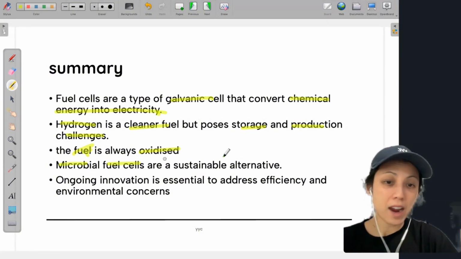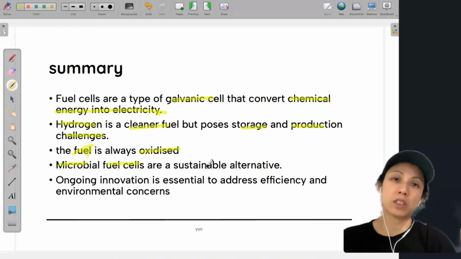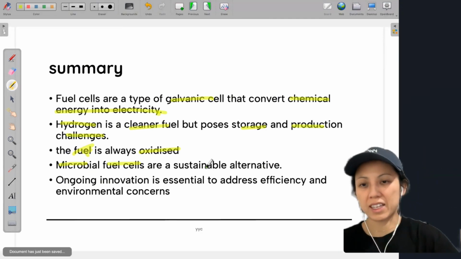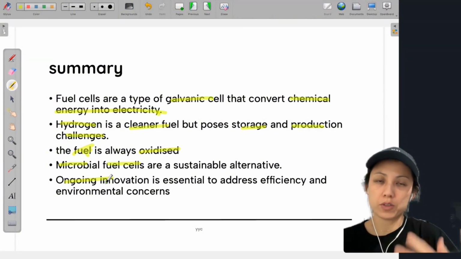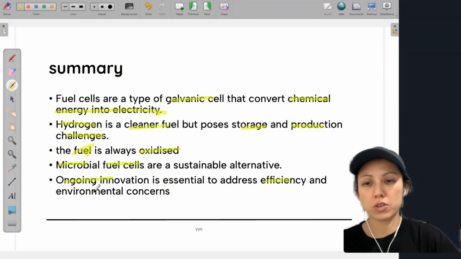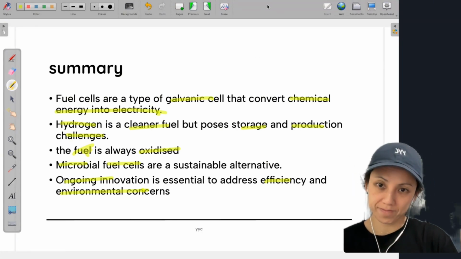Microbial fuels are a sustainable alternative, breaking down organic matter using bacteria who naturally do that anyway to produce a fuel to be used at the anode. And as we know, there's ongoing innovation, I guess, to try and address the efficiency but also the environmental concerns involved in using specific types of fuels when you use fuel cells.